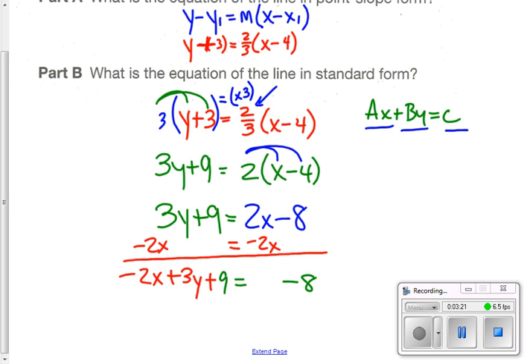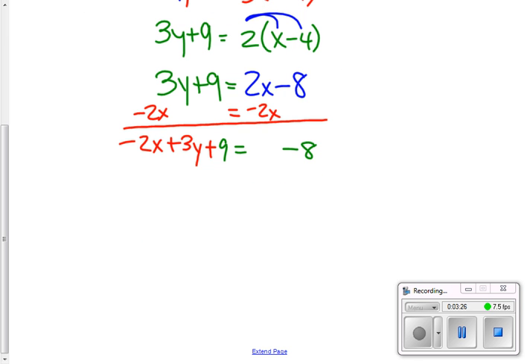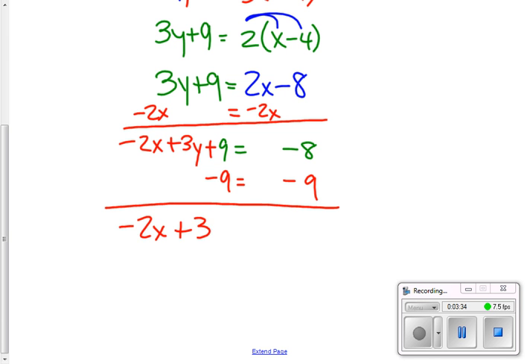Next, I need to go ahead and get rid of that 9. That 9 is a constant. In order to get rid of 9, I need to subtract 9 on both sides. When I do this, I get -2x plus 3y equals -17. I have my x's and y's on one side and the constant on the other.